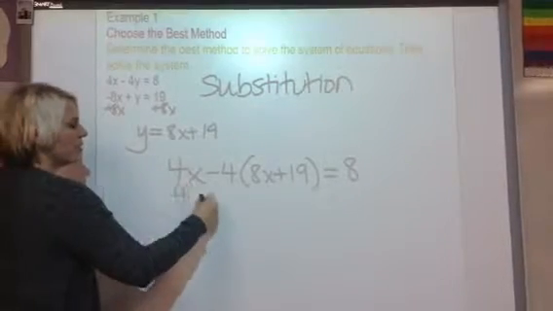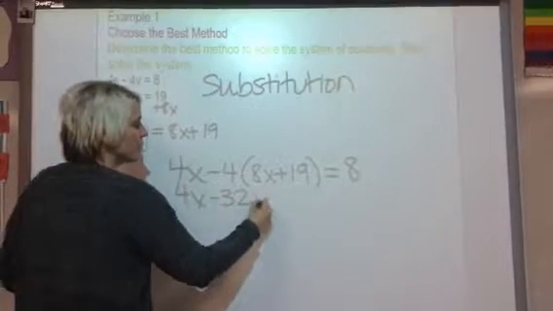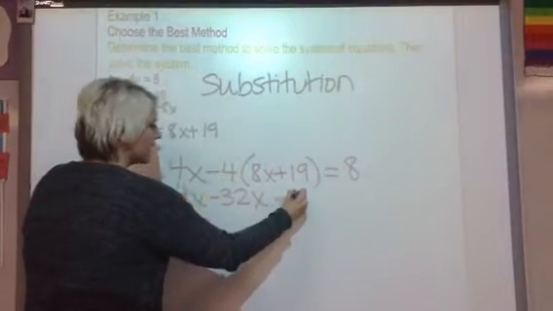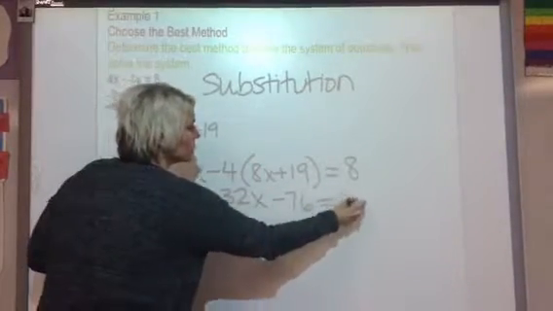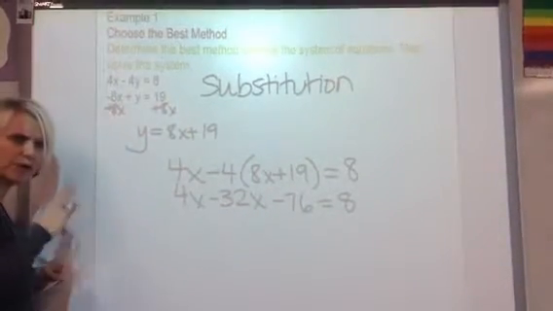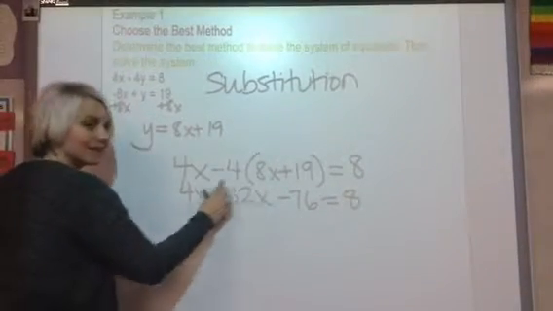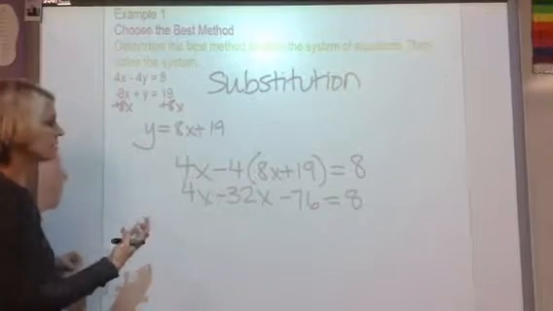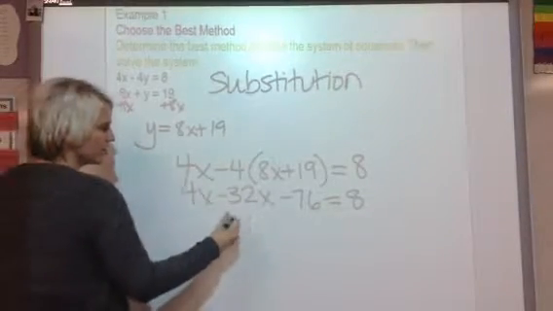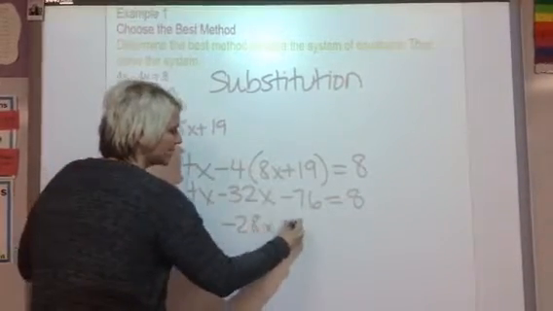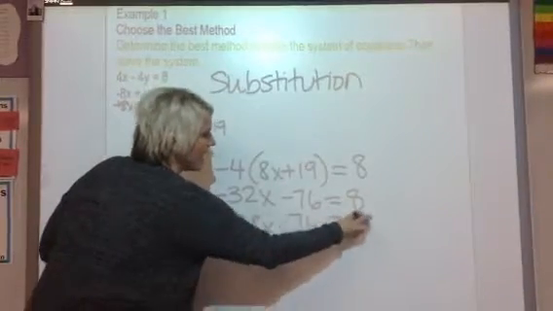Distribute. 4x minus 32x minus 76 equals 8. And you can definitely check with your calculator as I'm going along here. I do have to make sure I have my x's together before I do anything else. So I take 4 minus 32 and I get negative 28x minus 76 equals 8.